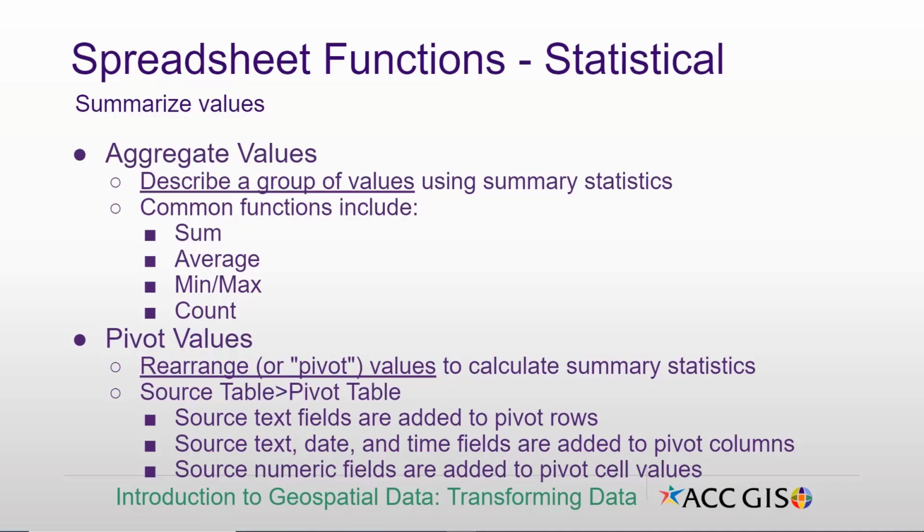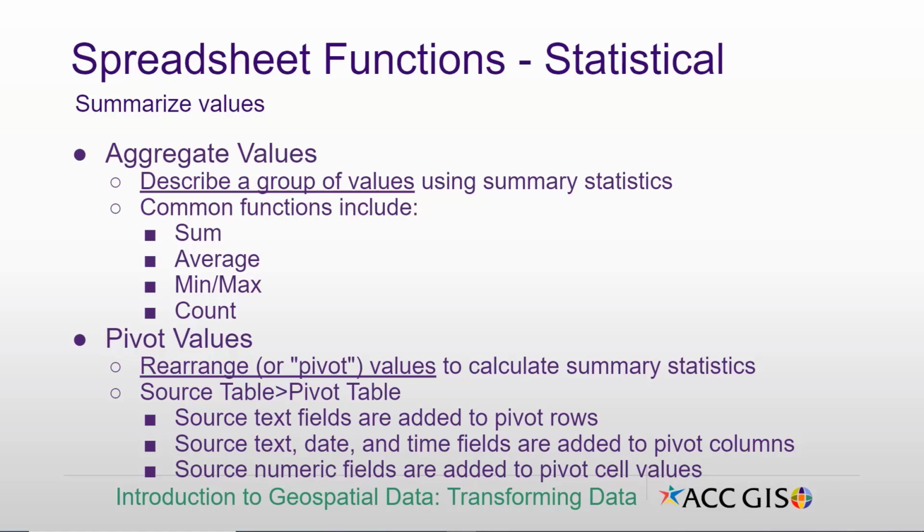We use statistical functions to summarize values in spreadsheets. We can either aggregate the values for a selection of cells or a column. That's pretty straightforward. You're just selecting those cells or column and then utilizing summary statistics to find, for example, what the sum of all the values are, what the average, the min, max, or the count.